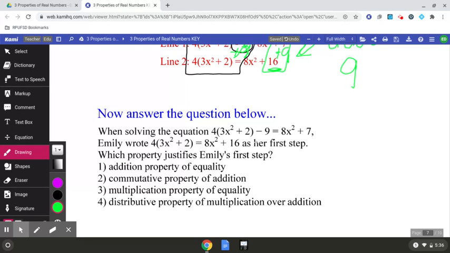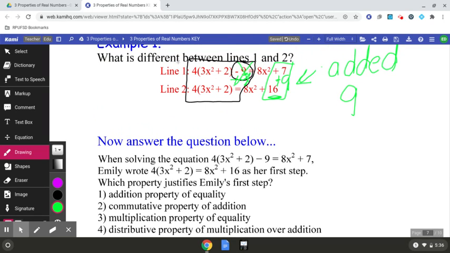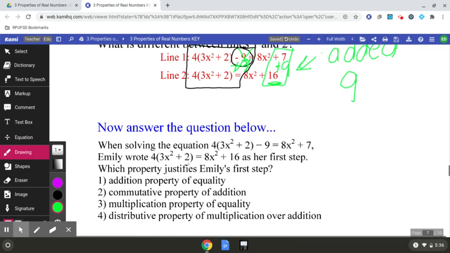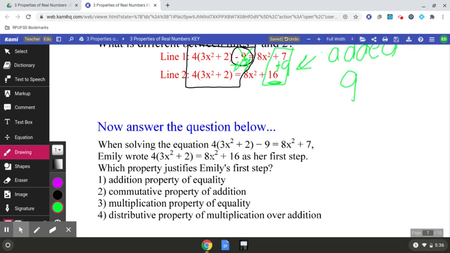As soon as I say that I added, I can go down to answer the question below. This was actually a Regents level question. I broke it up for you and made you look at the actual crux of the problem. Now we can answer it. It says, when solving this equation, Emily wrote her first step down. This is your line 1, and this is line 2. Which property justifies her first step? Well, we said that we added 9. So when we look at our properties here, we have number 1, the addition property of equality. That's exactly what we used in order to solve or keep this equation equal.